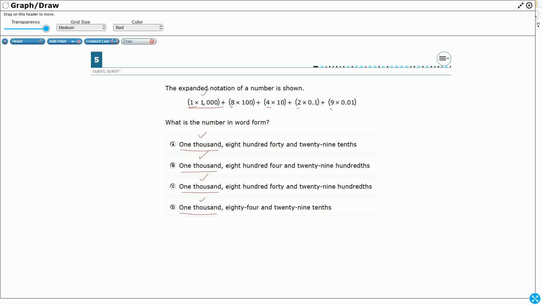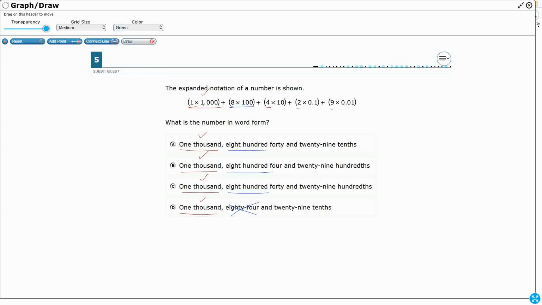to a word form. I'll also show you how this probably is a little bit easier if we go into standard form, but let's see how this works. 800, so 8 in the hundreds, so 800. Look at this, 84. This is not 84, this is 800. Okay, so D is out.